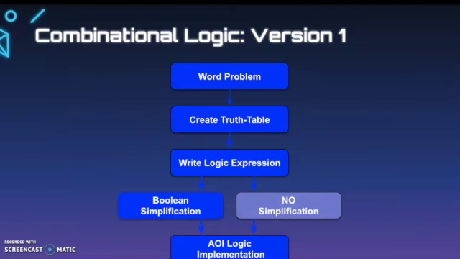So this is the version of combinational logic that we will actually be using to create our first circuit. We're going to start with the word problem, then follow it up with the truth table. We'll then write logic expressions, and then we will talk a little bit about Boolean algebra, and then we will implement our logic for our circuit. The first time we do this, we're going to do it without simplification, so that you can see the difference between a simplified and an unsimplified circuit.